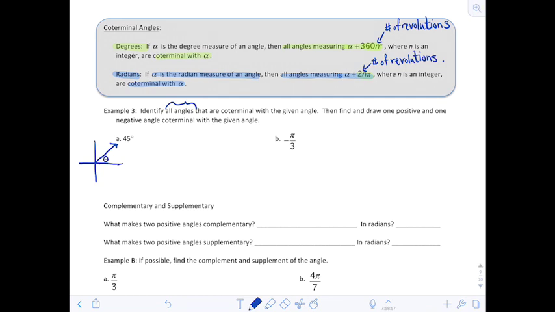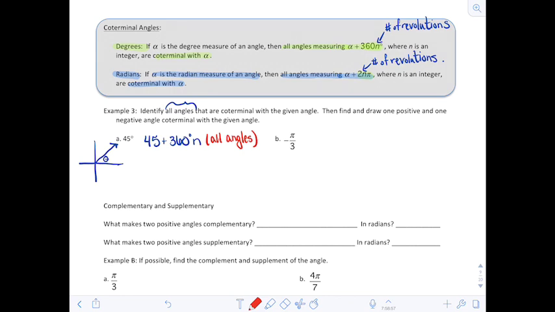If I want to represent all the angles that are coterminal, all of them, that's infinite. We could spin that around in a circle infinitely many times. So to represent all of it, we would take 45 plus 360, because 45 is in degrees, we're going to use 360, times n. This represents all angles coterminal.